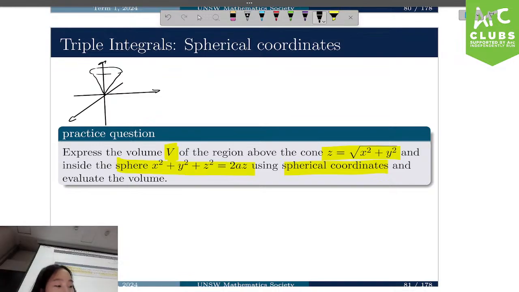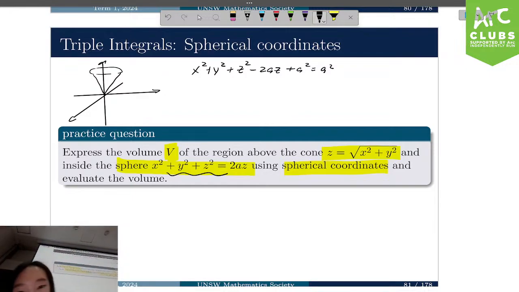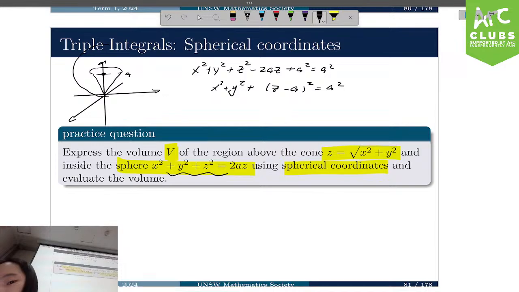And for our sphere, we need to know where our center is. So we could change it a bit. How do we change it? x squared plus y squared plus z squared, take away 2az, we're completing the square, plus a squared, plus a squared. And finally, what we get is x squared plus y squared plus (z minus a) squared equals a squared. That means our center is 0, 0, a. This point is our a. And our radius is a as well. So it looks approximately like a sphere.